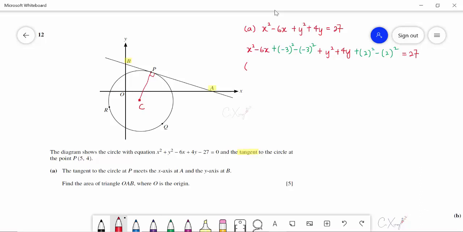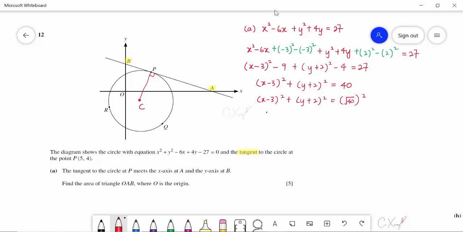Now the first 3 terms of the x form a bracket, which is x minus 3 squared, then negative 9, plus the first 3 terms of the y, which become y plus 2 squared minus 4, and it equals 27. Then again I rephrase everything, and from there I get 40. If I simplify further into standard form, I have square root of 40 squared. So from this part, you know that the center C will be (3, negative 2), and the radius will be square root of 40.